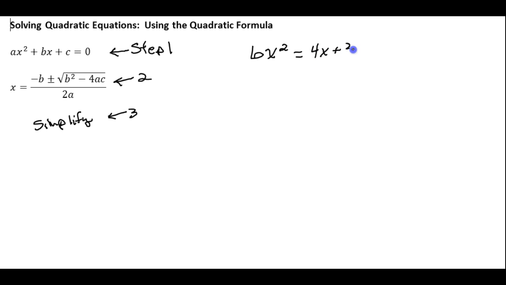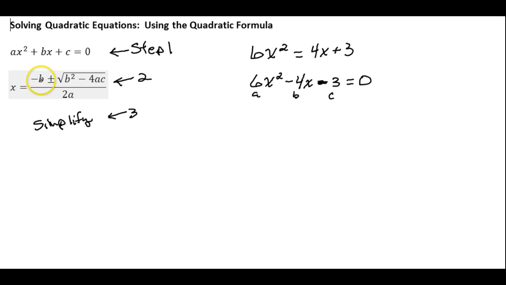Okay, so step one is to get everything in order, so we'll do 6x squared, and we'll move these two terms over to the left side, and of course we do that by subtraction, and that should be minus 3 equals 0. And then your a term is the 6, the b is negative 4, and the c is negative 3. So be careful here that you do take that negative with the 3, okay, and the negative with the 4.